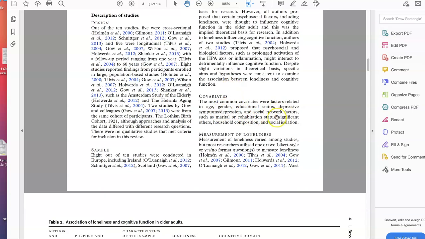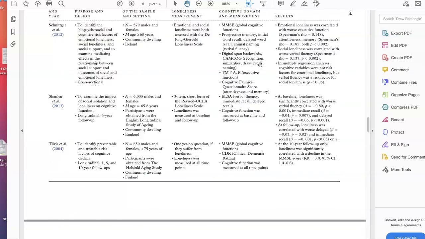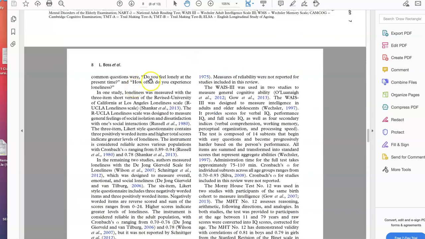I put covariates in here because these are things that could affect cognition: age, gender, educational status. The measurement of loneliness was a big deal for mine and very relevant because the measurement varied among studies. Most researchers used 1 or 2 Likert-style or yes/no format questions to measure loneliness. So here's my table. I thought it was weird that some of them just said, do you feel lonely at the present time, and the answer was yes or no. And then they would also ask, how often do you experience loneliness, and you could say whatever.